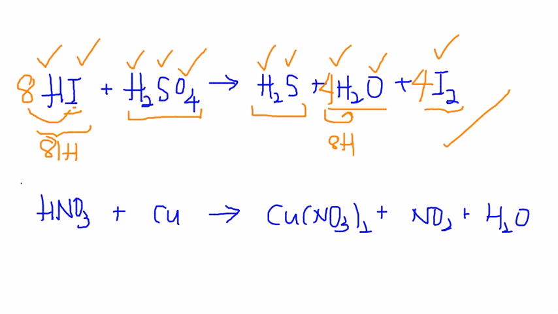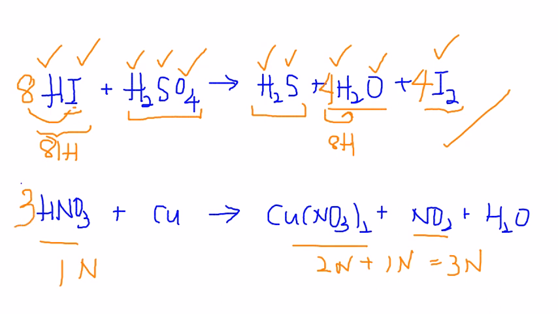If you take a look, nitrogen, here I have 1 nitrogen. Here I have 2 nitrogen plus 1 nitrogen from here. So I actually have 3 nitrogen. So I might be tempted to put a 3 here, right? But I must remember, even if I put a 3, I might balance the number of nitrogen, but my hydrogen, I will be having an odd number of hydrogen. 3 hydrogen. This is an odd number of hydrogen.